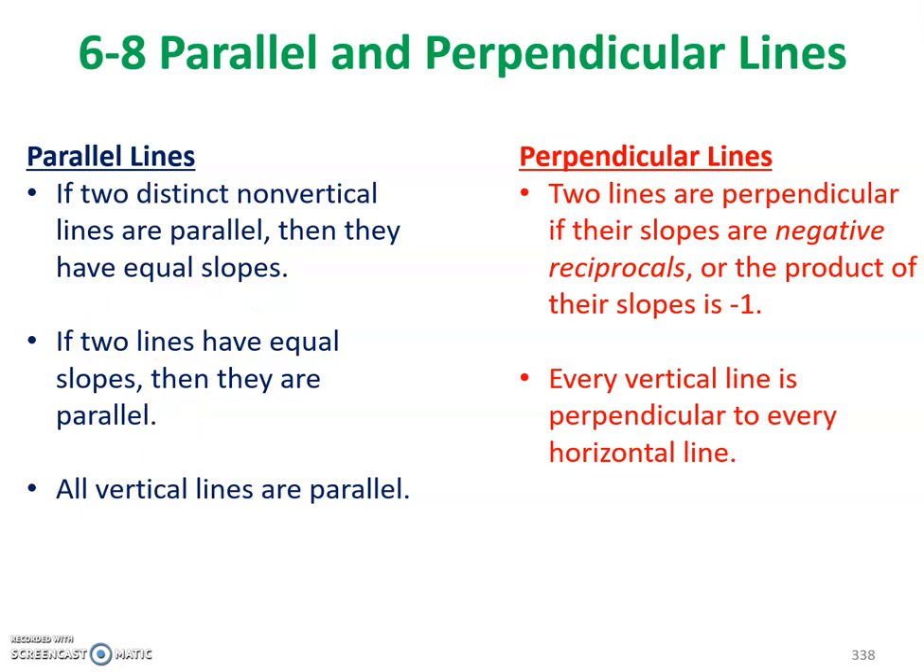So if I have two lines and I notice that they have the same slope, they're automatically going to be parallel. All vertical lines are parallel, right? They have undefined slopes, which would also be the same slope. So all vertical lines are parallel.